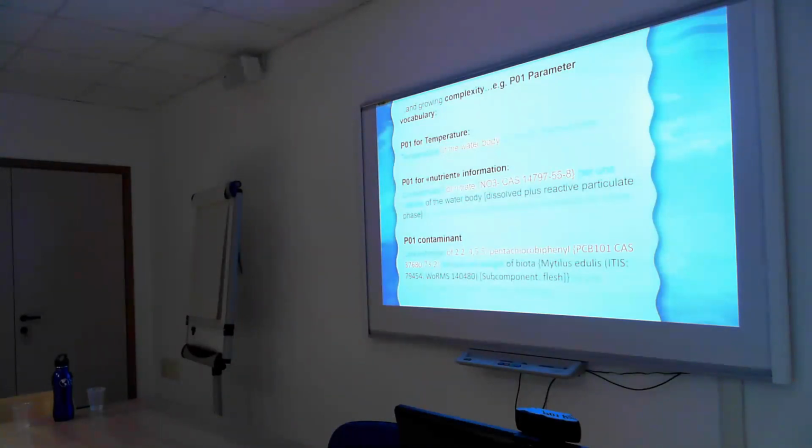Contaminants like pentachlorophenol in a biota matrix, in a specific part of the animal, and measured with a specific kind of measurement method.